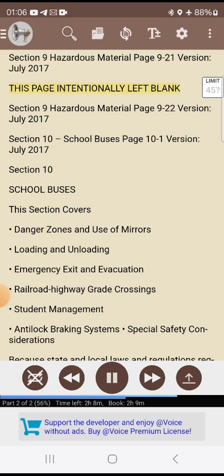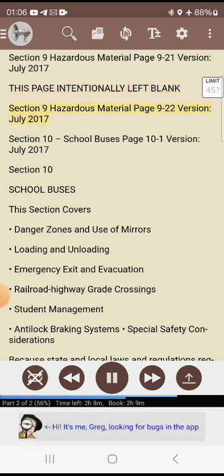This page intentionally left blank. Section 9 Hazardous Material, page 9-22, version July 2017.